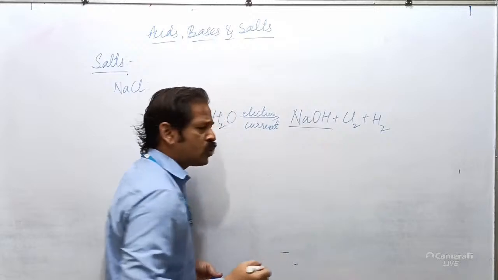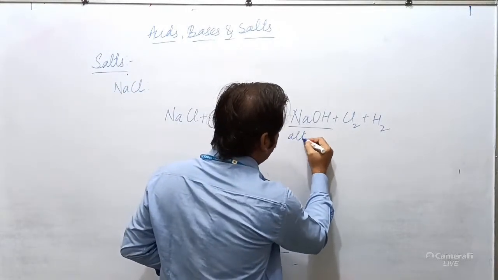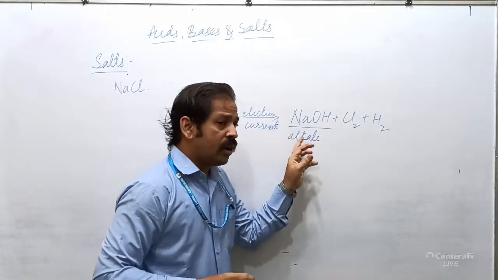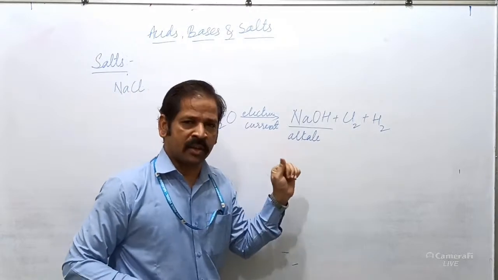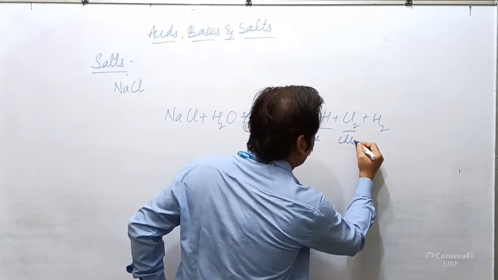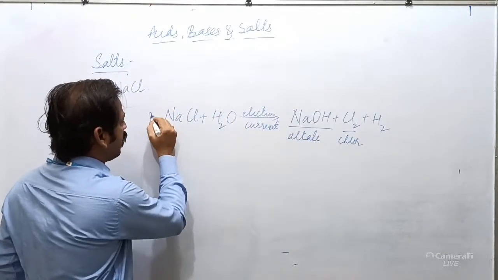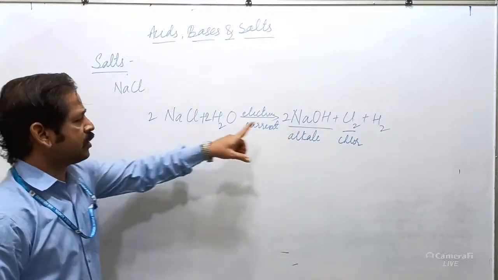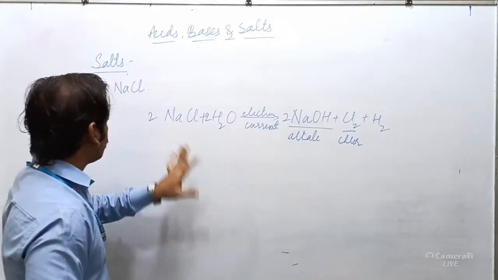The first one is sodium hydroxide. It is called an alkali. I think we have discussed this word. An alkali is a base soluble in water. The formation of these chemicals is called the chlor-alkali process. Now it is balanced. The whole process is called the chlor-alkali process.